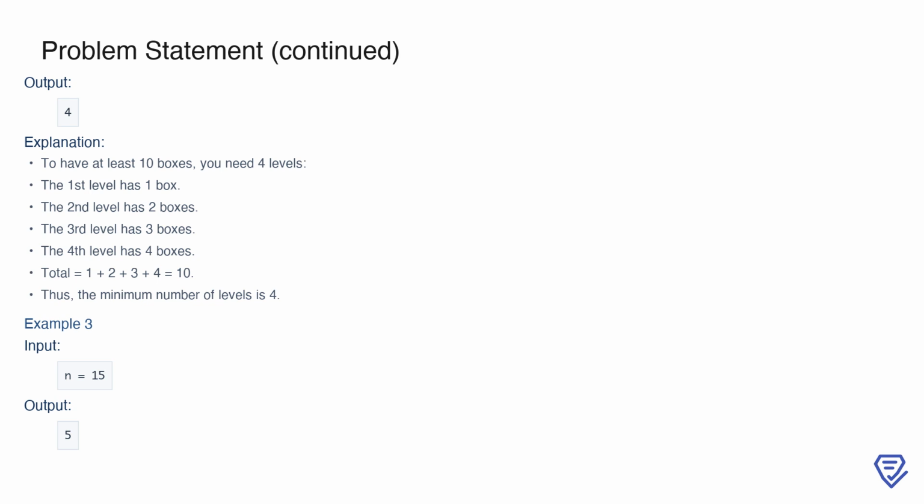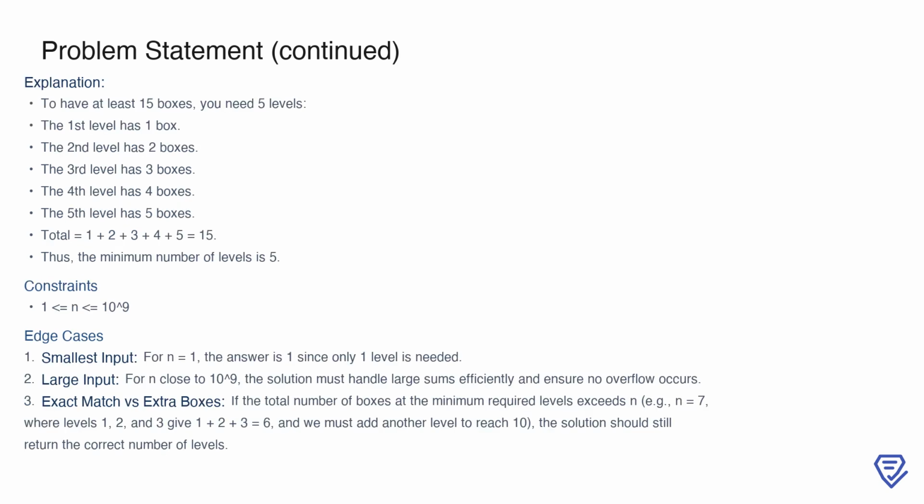Let's explore one more example, where n is 15. When n is 15, the output becomes 5. In this case, you need 5 levels to stack at least 15 boxes. Starting with 1 box at the first level, then 2 at the second level, 3 at the third, 4 at the fourth, and finally 5 at the fifth level, the total becomes 1 plus 2 plus 3 plus 4 plus 5, which equals 15. Here, the number of boxes matches n exactly, so the minimum number of levels is 5.